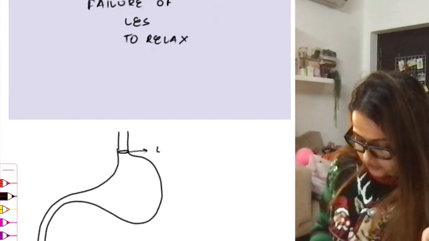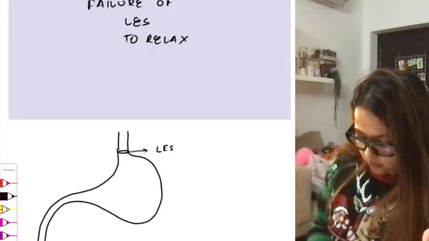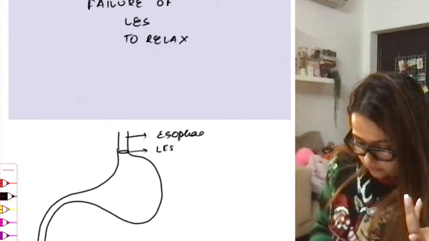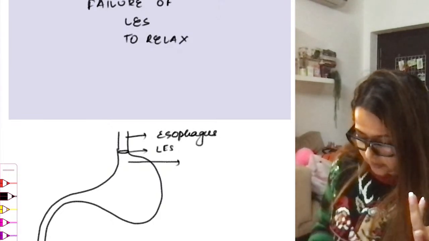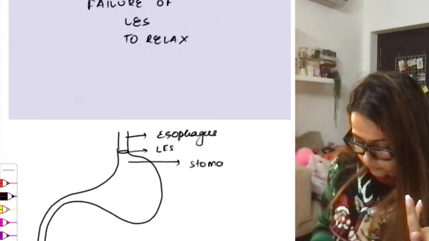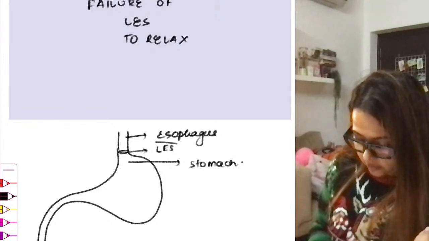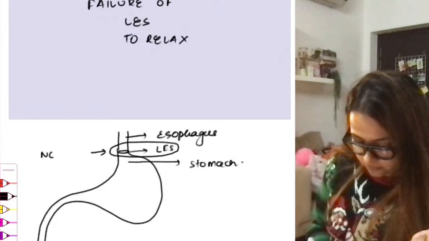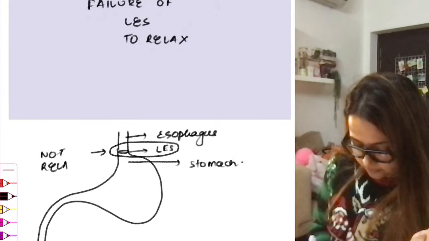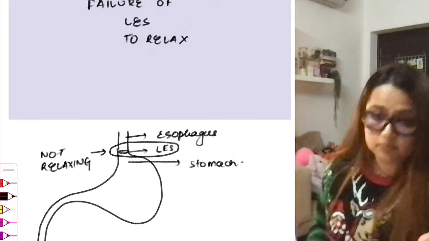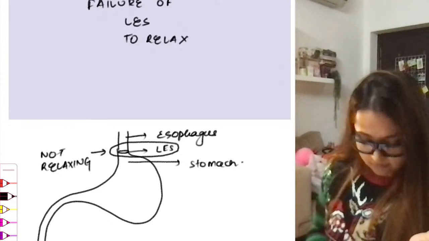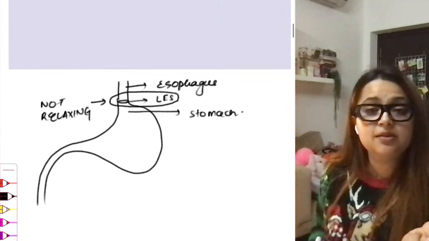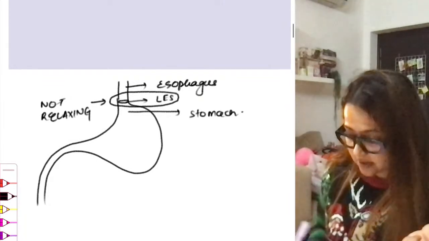This is the lower esophageal sphincter. This is the esophagus, that is the lower esophagus. And after the lower esophageal sphincter, we have the stomach. Now this lower esophageal sphincter, if it is not relaxing, you will call it, yes, Gurjeet, Nipun, yes, Manasa, this is the right answer. The answer is achalasia.